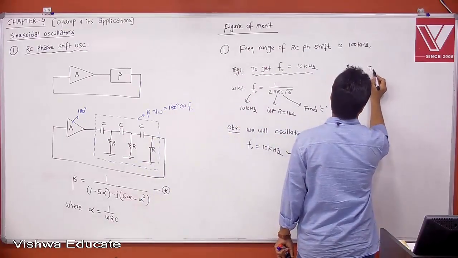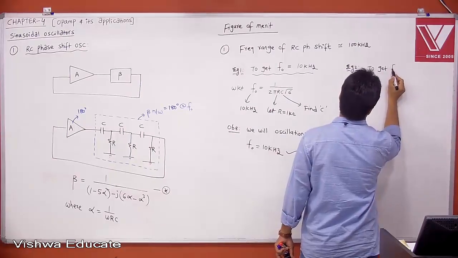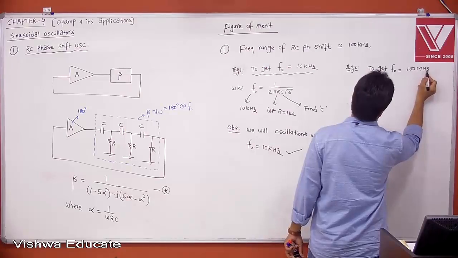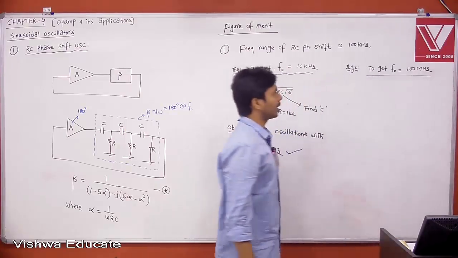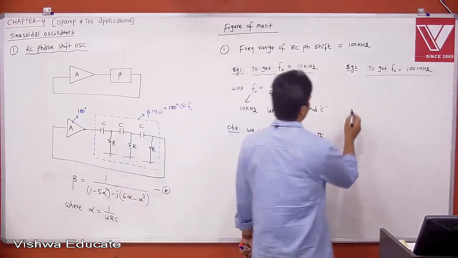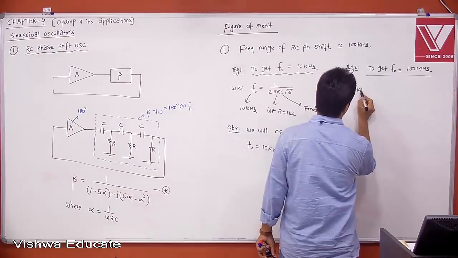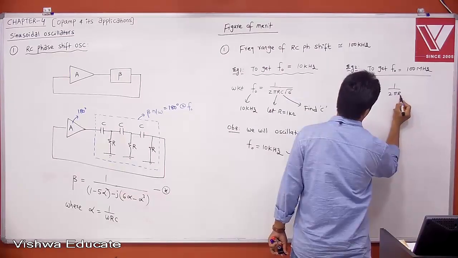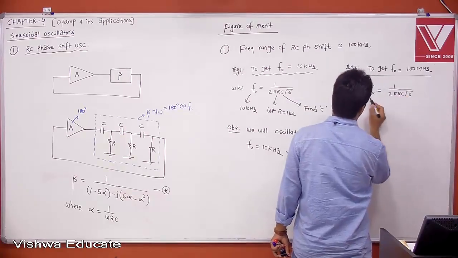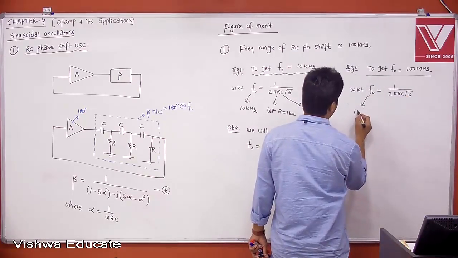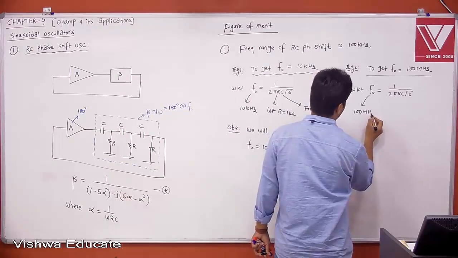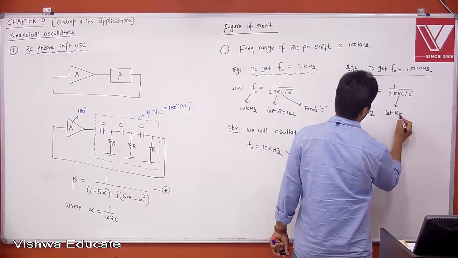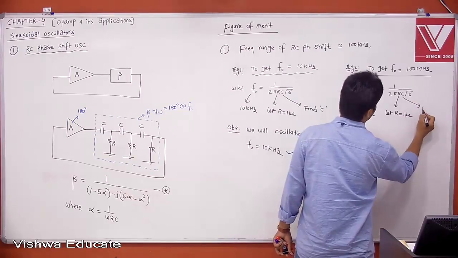Now, to get F naught equal to, let us say, 100 megahertz, what do we do? Again, the same technique. We know that F naught is equal to 1 by 2 pi RC root 6. Substitute 100 megahertz. Now again, let R be equal to 1 kilo ohm, then find C.